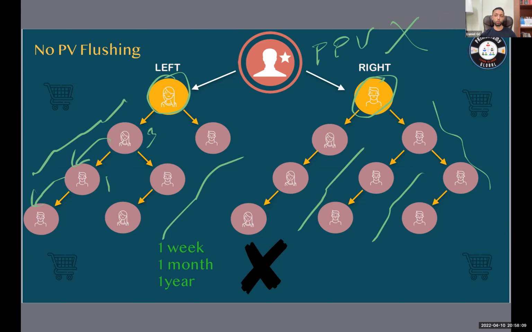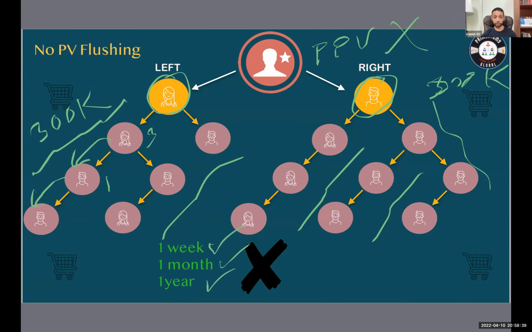So when we say no PV flushing, what do we mean by that? It means, for you to qualify for a commission, you need to have 300,000, which is 3 lakhs PV on your left and 3 lakhs PV on your right. We need to get that. But to reach 3 lakhs PV, accumulated PV, it could take 1 week, it could take you 1 month, it could take you 1 year.